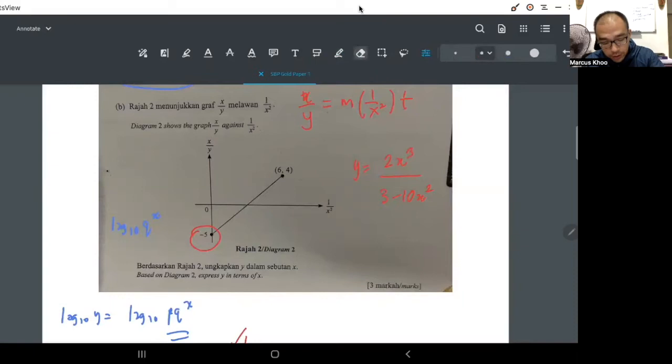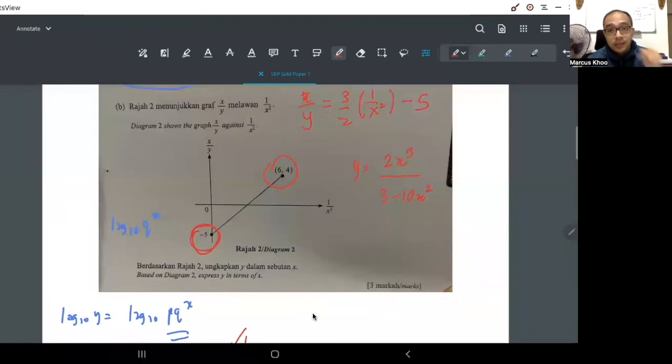Oh, sorry, -5. And then after that, we have to find the gradient lah. We have 2 points over here, so you can actually find the gradient. I'm sure you can find the gradient yourself. The gradient is 3 over 2. So this one I will change to 3 over 2.